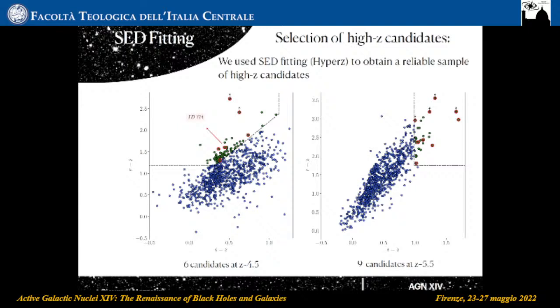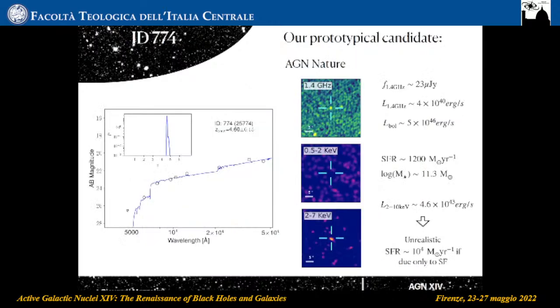In particular, we remark here the position of ID 774, that is our prototypical candidate, since it shows a clear radio detection with an associated flux of 23 microjansky. From the SED fitting, we obtain a very robust photometric redshift around 4.6, and at this redshift, the radio flux corresponds to a radio luminosity of 4 times 10 to the 40 erg per second.